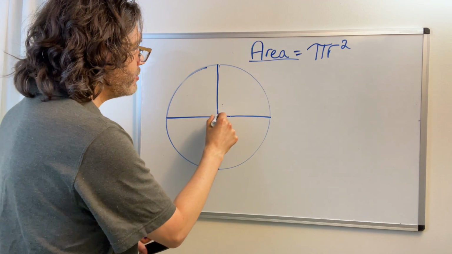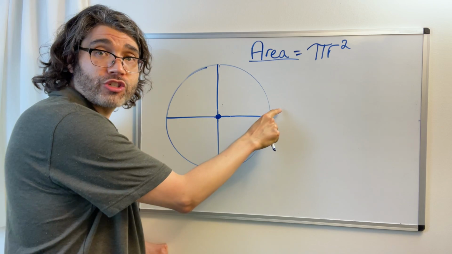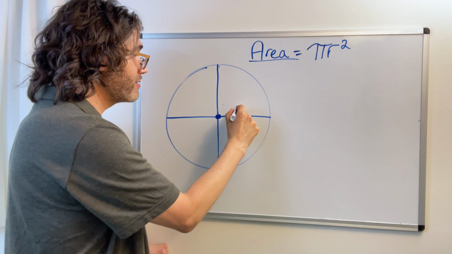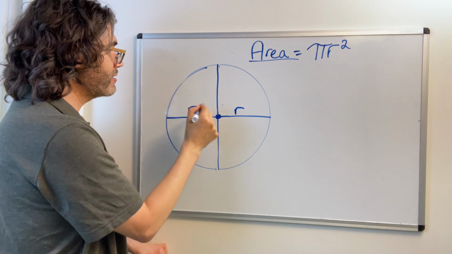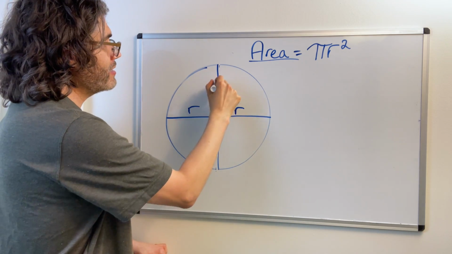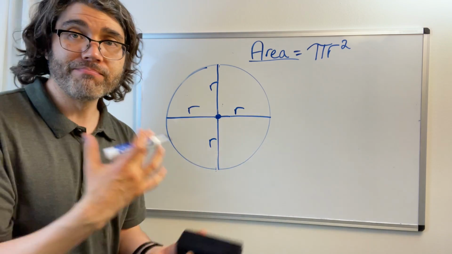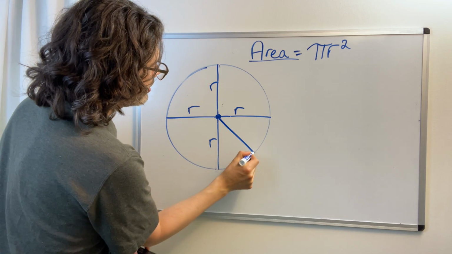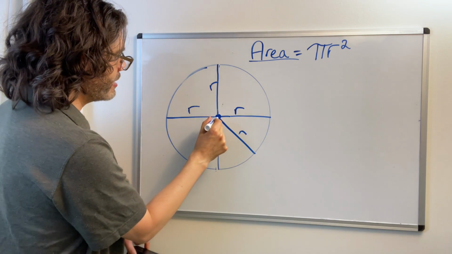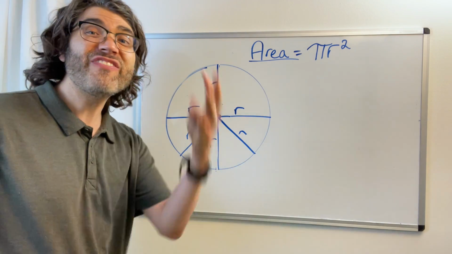So if you take a point that's right in the center and draw a line straight to the edge, you get a radius. So from here to here is a radius. From here to here is a radius. In fact, I could do a lot more radii. From here to here, that's a radius too. And from here to here, that's a radius too. I can keep going like this if I wanted to, infinitely.